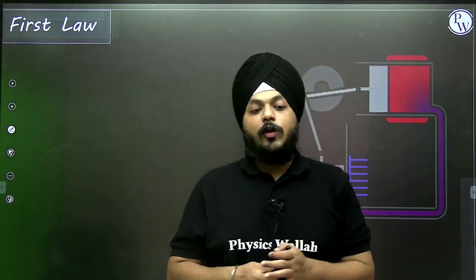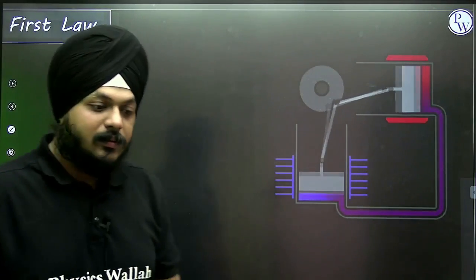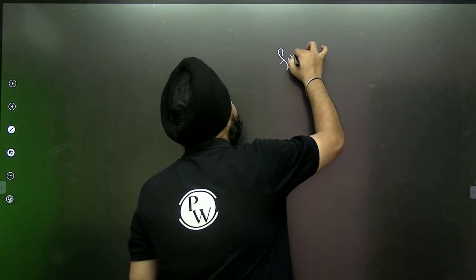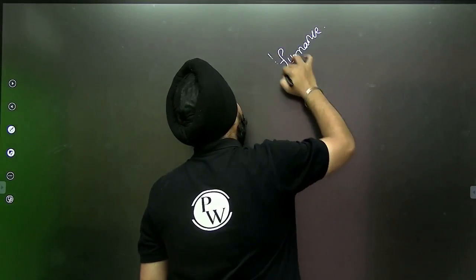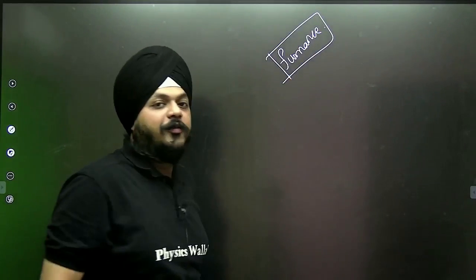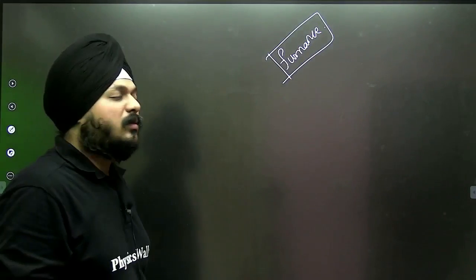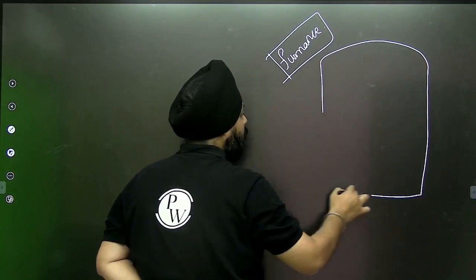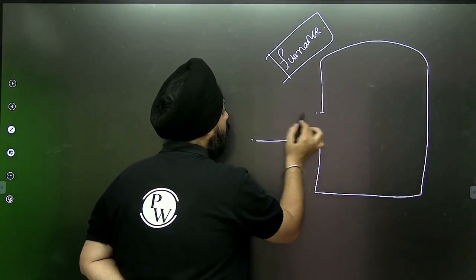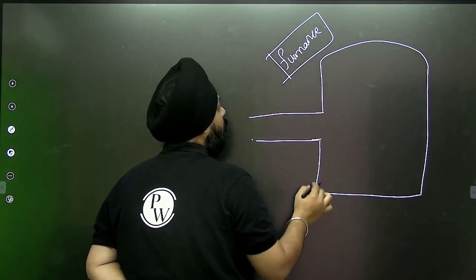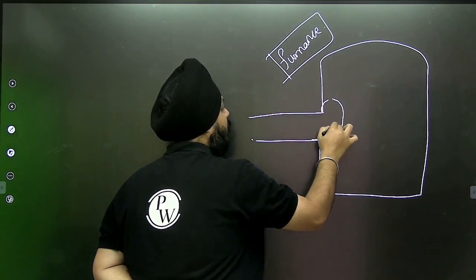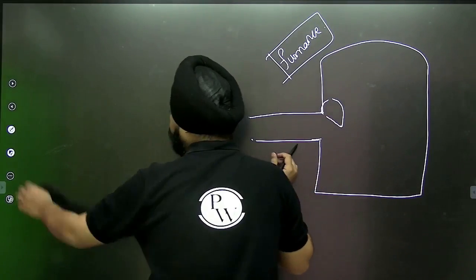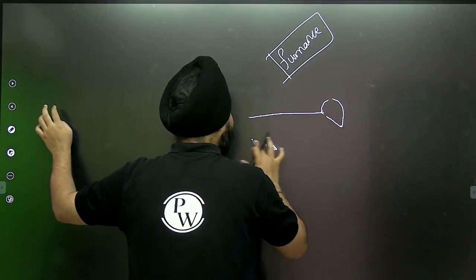Before moving on to the first law of thermodynamics, I want to take a very simple example. A furnace. There is one furnace in this way. We are having the gate in this way. I'm talking about the furnace.